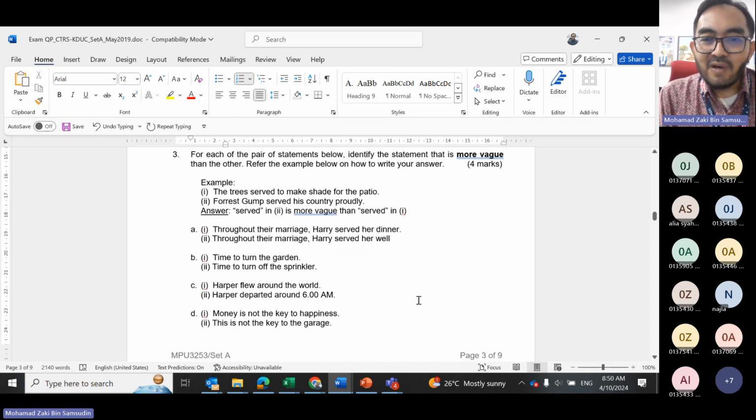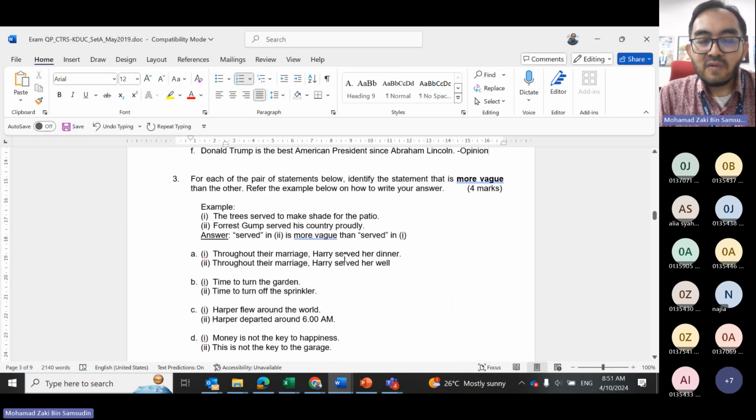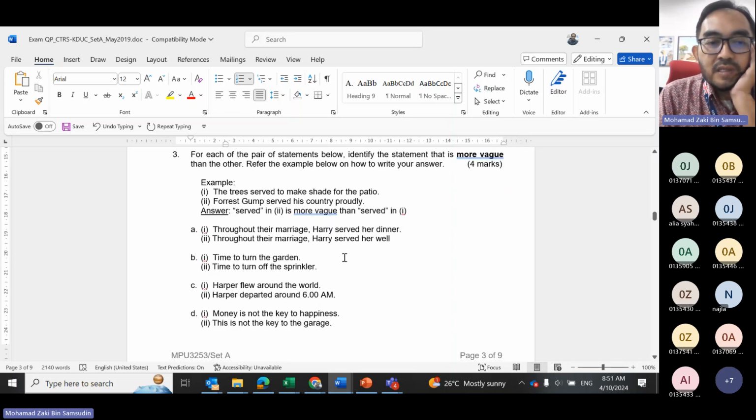Okay, now moving on. Yeah, this is an interesting question also, looking into which of the statements over here is more vague than the other. So let's just discuss this last type of question before we stop for today. So this one kita nak bandingkan dua statement yang diberikan. Which one is more vague? Vague itu maknanya yang lebih samar atau lebih tak jelas. The example over here, the tree served to make shade for the patio. Patio ni macam apa? Balcony. Forrest Gump served his country proudly.